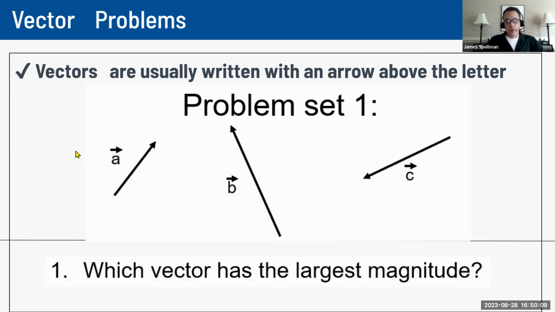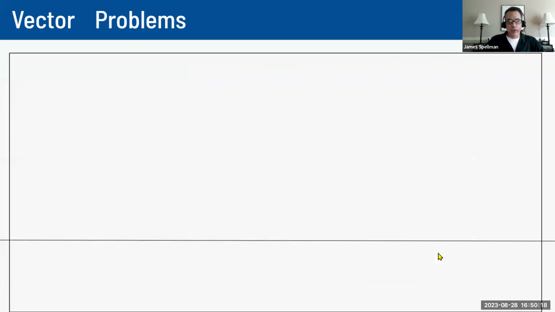All right. So if we had a question, which vector has the largest magnitude, that's going to be B because it's the longest arrow. When we're talking about magnitude, we're just talking about an amount. How much do we have?